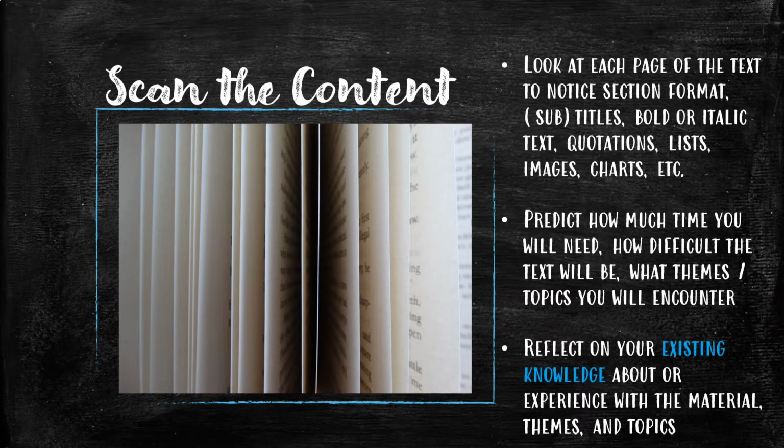Before you launch into the text itself, after you've predicted the kinds of themes and topics that you'll engage with, reflect on your existing knowledge about the materials, themes, and topics. So take a minute to ask, what am I bringing to this text? We can think of the text as a two-way street. You will be receiving information, but you will also be applying your experiences and your knowledge as you make sense of what you read.